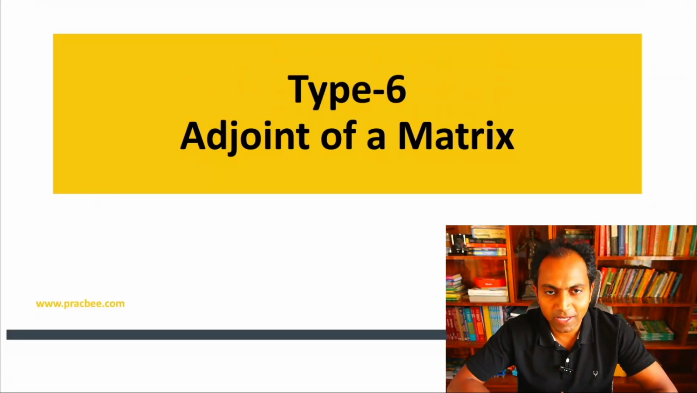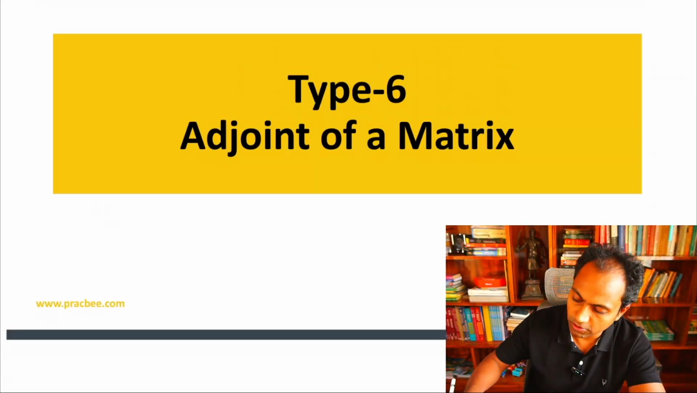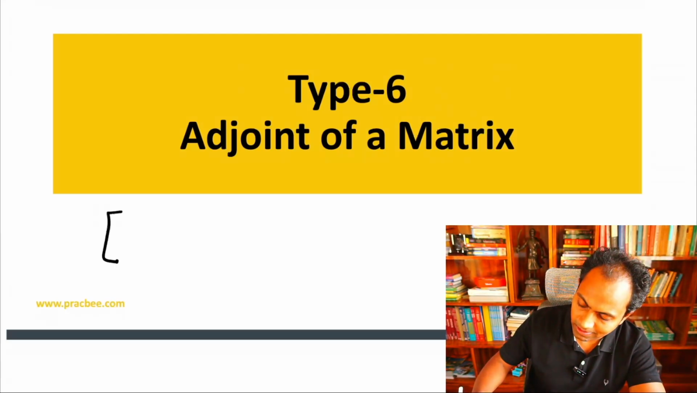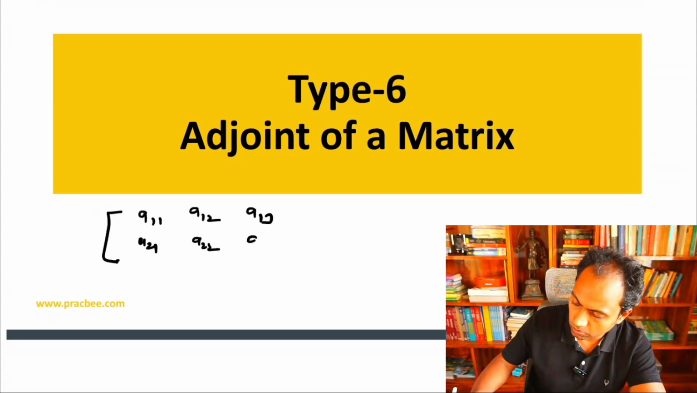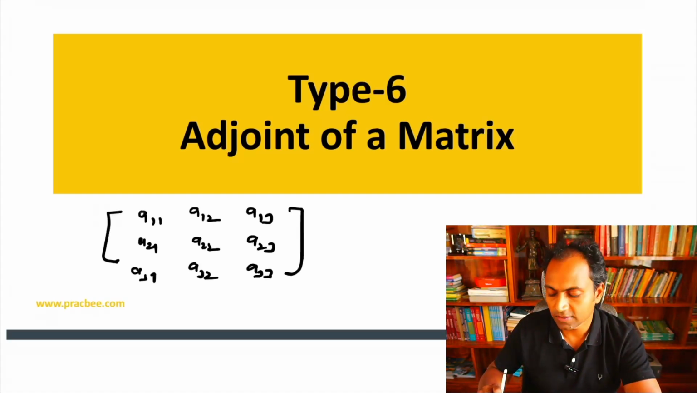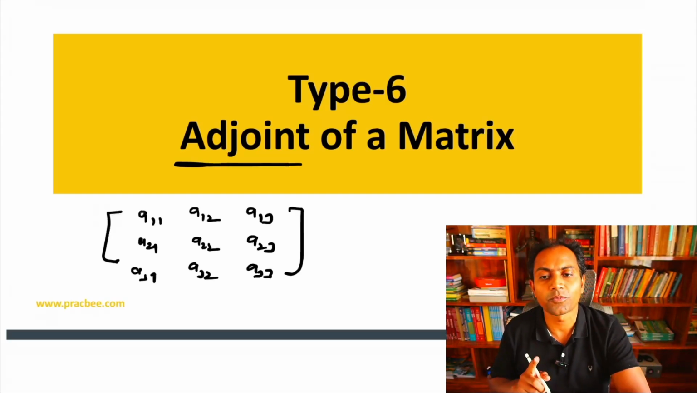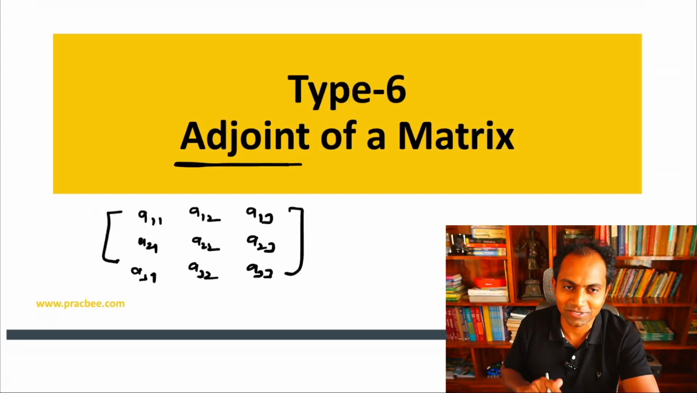The next problem type is nothing but problem type based on adjoint of a matrix. Now what is an adjoint of a matrix? So let us say that we have been given A11, A12, A13, A21, A22, A23, A31, A32, A33. This is the 3 cross 3 matrix that is given to us, and this concept is only valid for square matrices. This is also important because this is a consistent theme across the chapter.